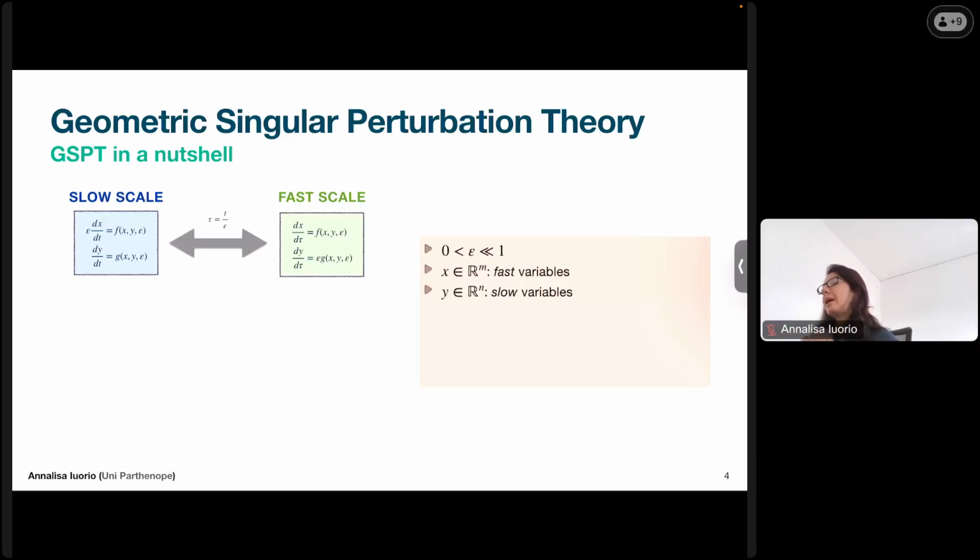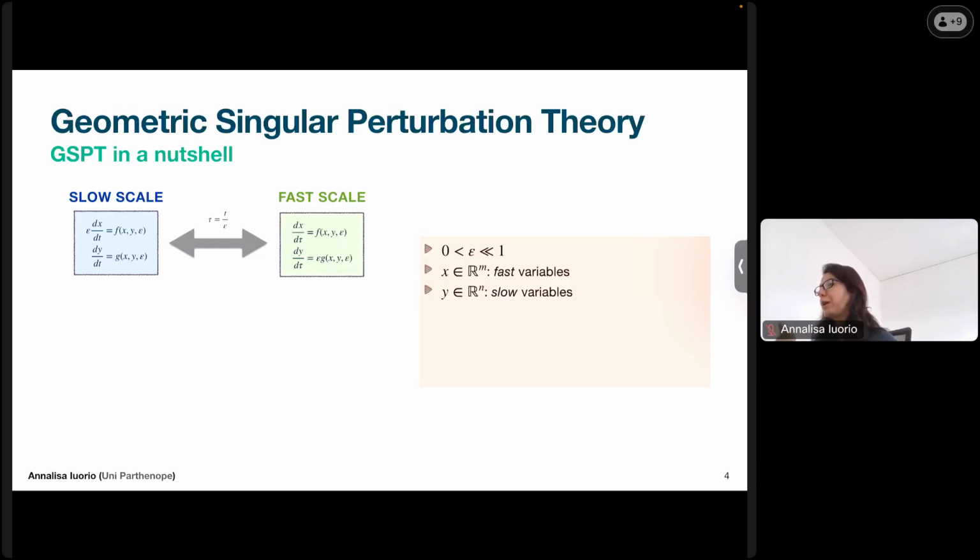You can basically equivalently rewrite this system by rescaling the independent variable and obtaining an equivalent formulation of this system on the so-called fast scale, which is the green box that you see on the right-hand side. And again, I have a couple of things to say at this point.